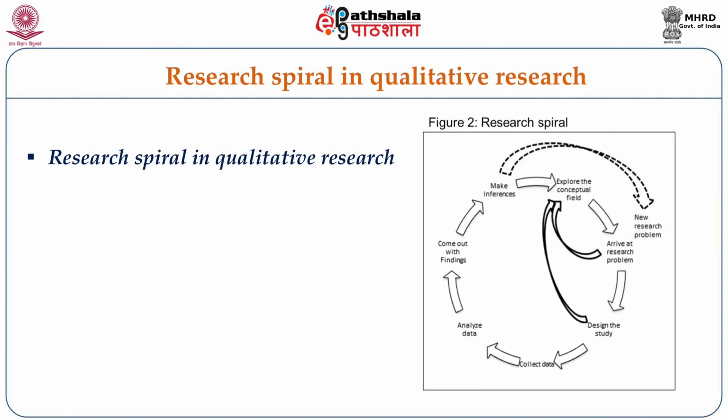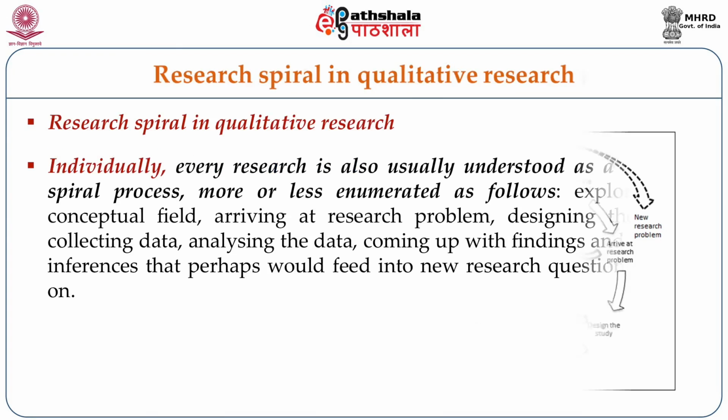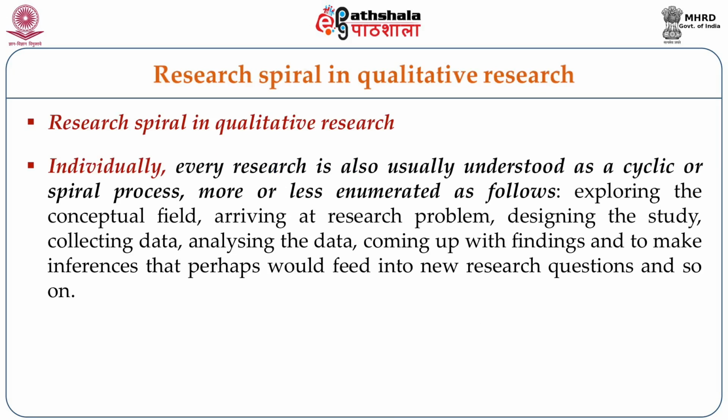Coming on to the topic, the research spiral in qualitative research. Now, individually, every research is also usually understood as a cyclic or spiral process, more or less enumerated as follows. First is exploring the conceptual field. You have to go into the details of the conceptual field. Arriving at the research problems. Where there is no problem, there is no research. It's a popular saying. So you have to arrive at a research problem. Design the study: how to collect data, where to collect data, the sample, the way of sample collection, different things. Designing the study. This is called research design.